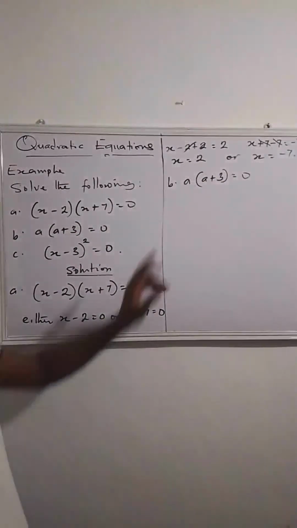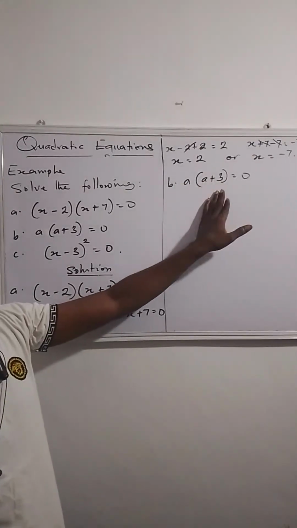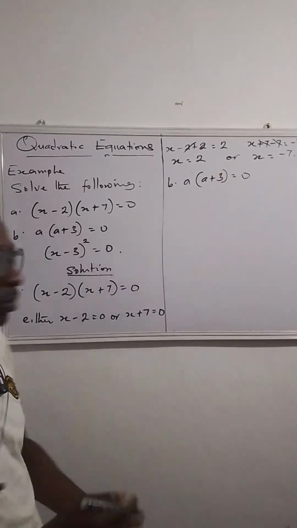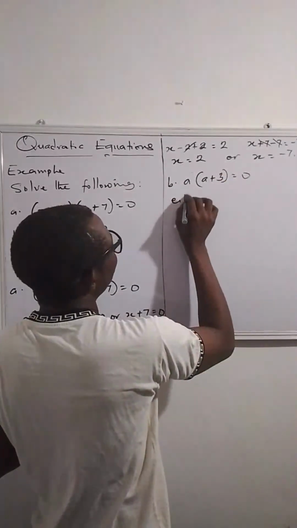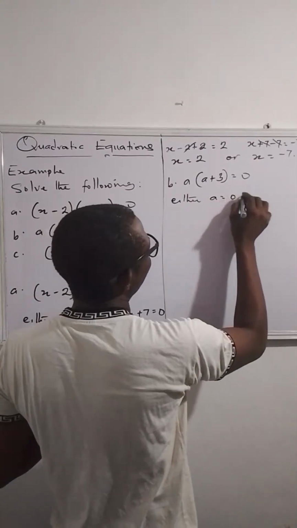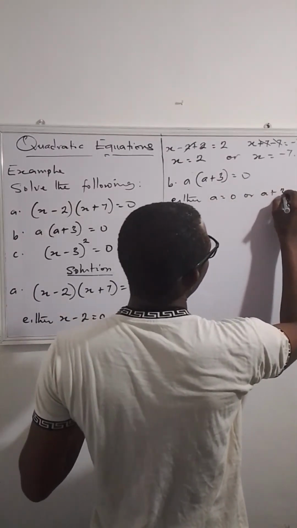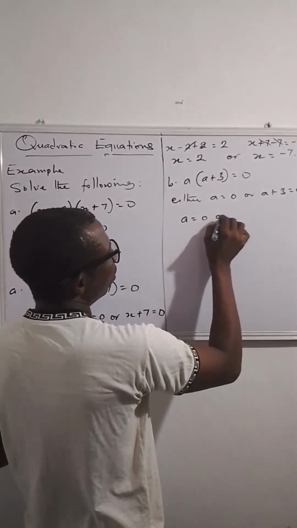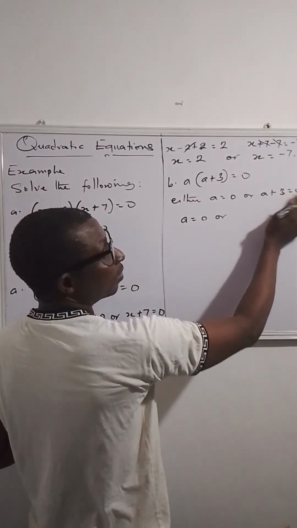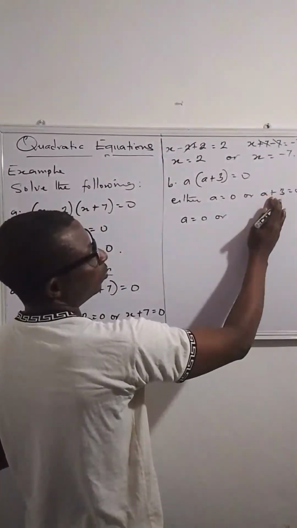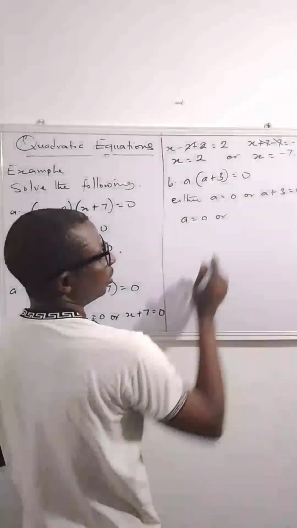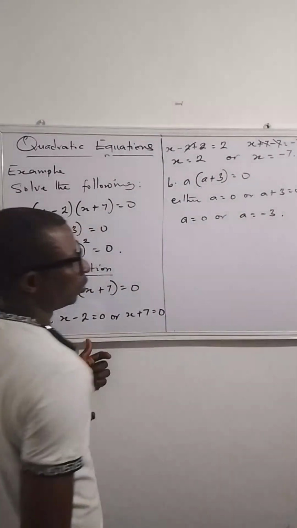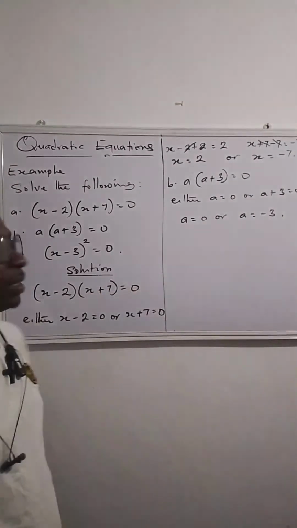Now again, we have two numbers multiplying each other. Now we have a multiplying itself with a plus 3 and the result is 0. So it's either a is 0 or a plus 3 is 0. So we now have a is 0, or you subtract 3 from both sides, or you move this 3 to this side and you have a equals negative 3. So these are the answers.